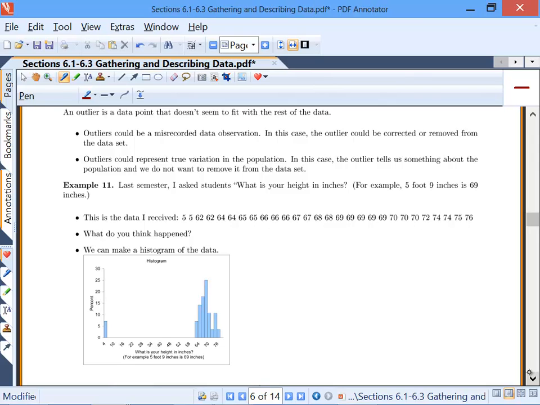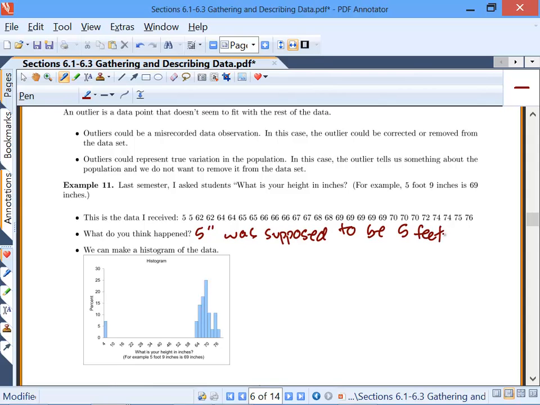5, 5, 62, 62, 64, up to 76. What do you think happened here? Do you think I had someone in my class that was 5 inches tall? No. What do you think they did? 5 feet. It was supposed to be 5 feet. And they just didn't read the directions closely.